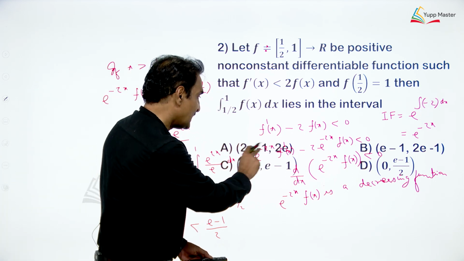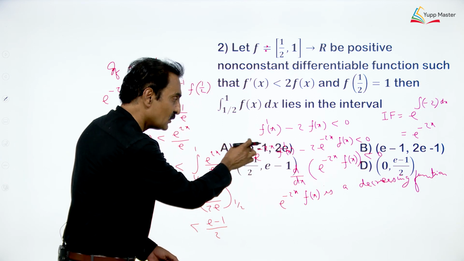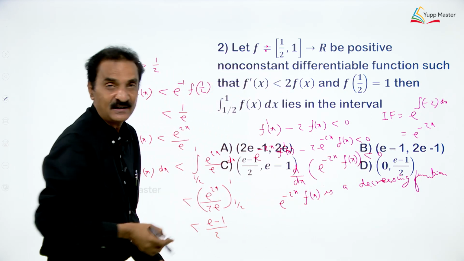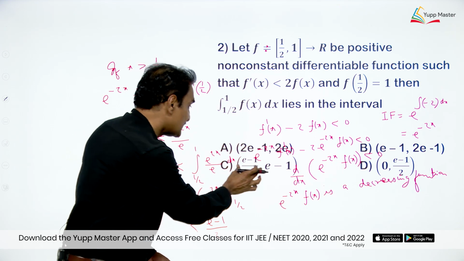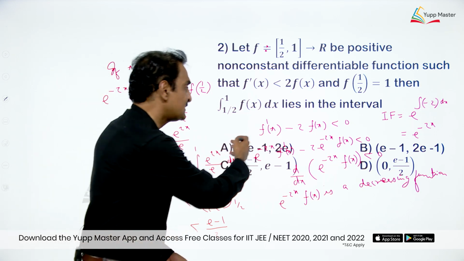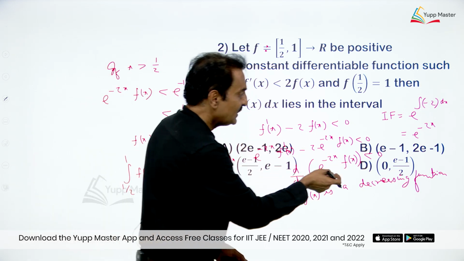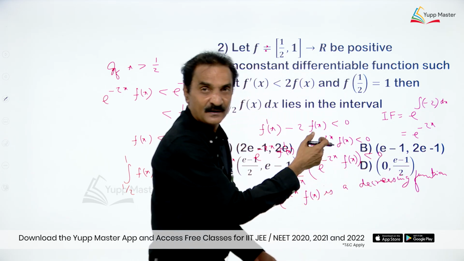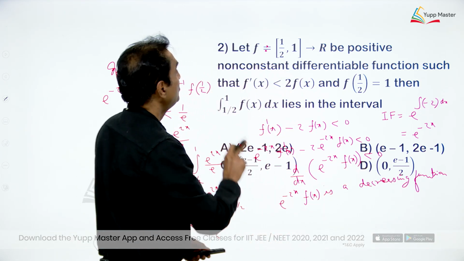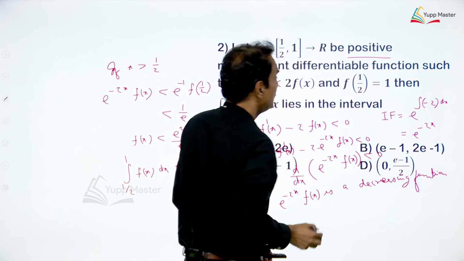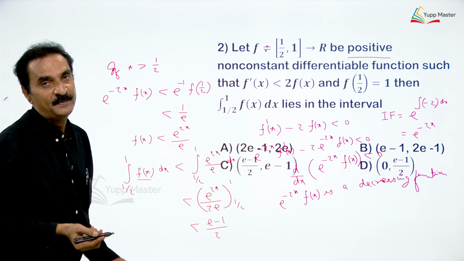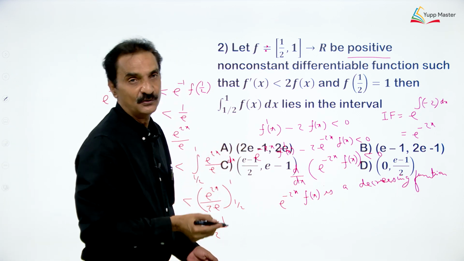Among the options, clearly this interval's smaller lower limit is greater than e minus 1 by 2. This e minus 1 is greater than e minus 1 by 2, and this interval is also greater than e minus 1 by 2. So, A, B, C are definitely wrong. So, the only leftover option is D, integral is less than e minus 1 by 2. But how can you say that it is greater than 0? Given that it is a positive function, if f of x is positive, then integral f of x between half and 1 will be definitely positive. So, it is greater than 0. Okay.